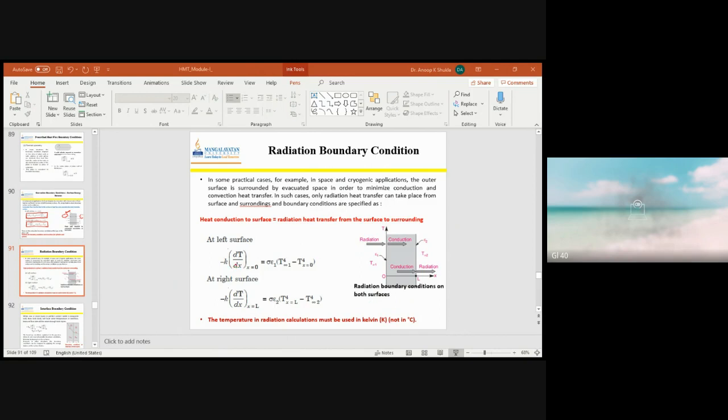And on the right side, similarly, minus k dT/dx at x equals L is equal to sigma epsilon 2 times (temperature at x equals L to the power 4 minus ambient temperature to the power 4). The temperature in radiation calculations must be used in Kelvin, not in degrees Celsius. So this point is very important while solving numerical problems. Just convert the given temperature into the Kelvin scale while using radiative heat transfer.